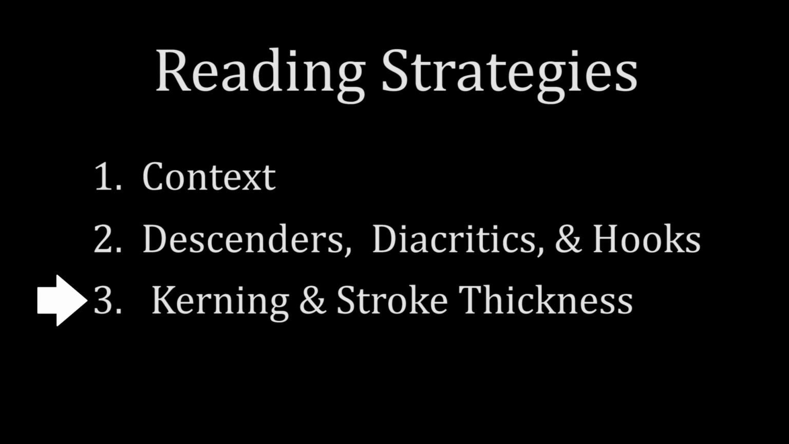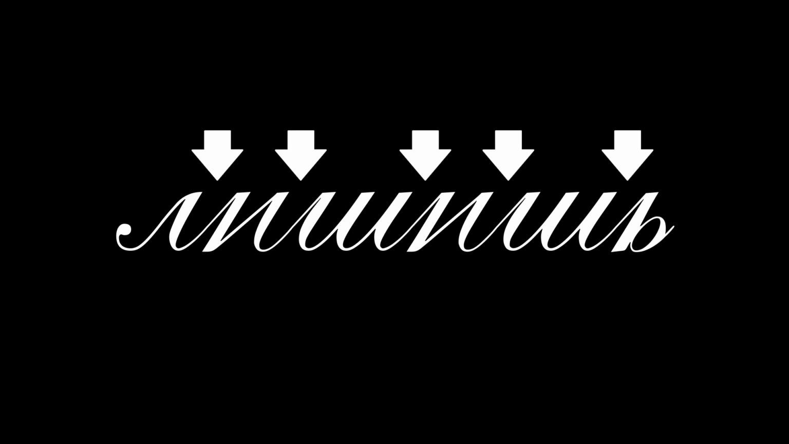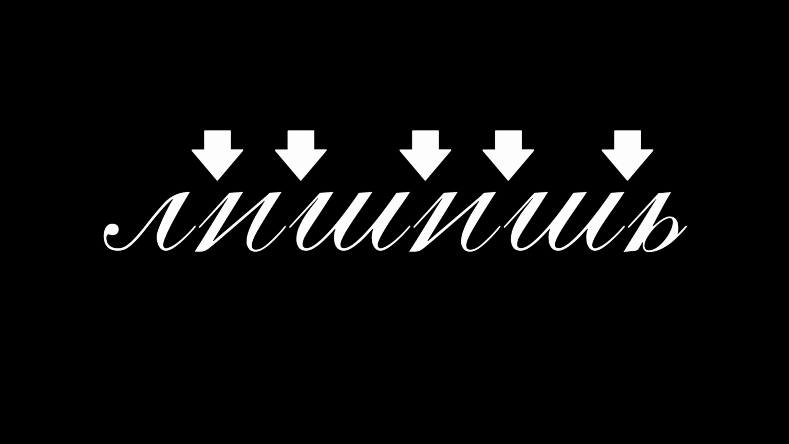The final strategies to consider are kerning and stroke thickness, which apply mainly to the cursive handwritten font structure. Kerning is the amount of space between each letter in a word, and as you can see from this animation, kerning can really help you visualize and pull apart difficult cursive font structures. When considering the stroke thickness of a cursive font structure, you will want to look for the very thinnest lines in the word. These will serve as the connectors between the letters.